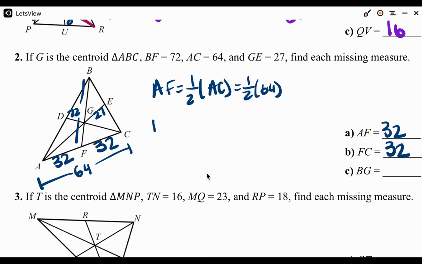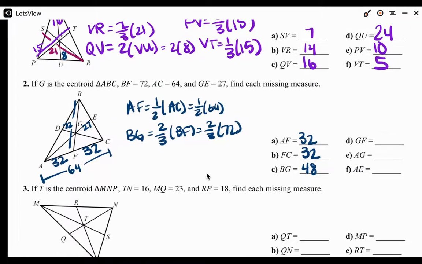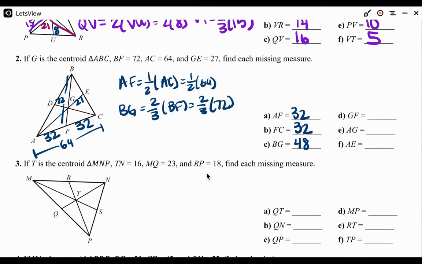BG is equal to 2/3 of BF. So 2/3 of 72 gives us 48. Zoom back out so I can see all of it. Next, we're trying to find GF. So GF is equal to 1/3 of BF. So 1/3 of 72 is 24. So 72 divided by 3.